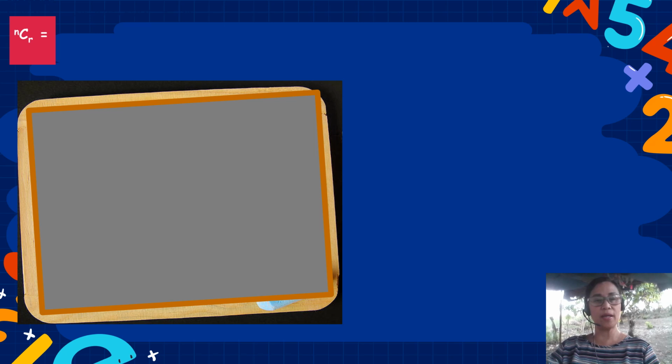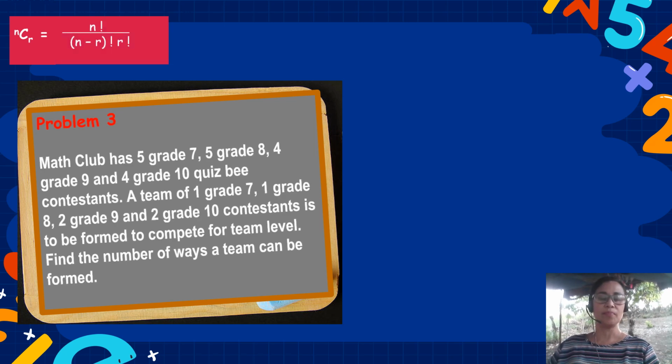Okay, the last problem, problem number 3. Math Club has 5 grade 7, 5 grade 8, 4 grade 9, and 4 grade 10 quiz B contestants. A team of 1 grade 7, 1 grade 8, 2 grade 9, and 2 grade 10 contestants is to be formed to compete for the team level. Find the number of ways a team can be formed. This one is not simple. It's not a simple combination, but rather a combination within a combination.